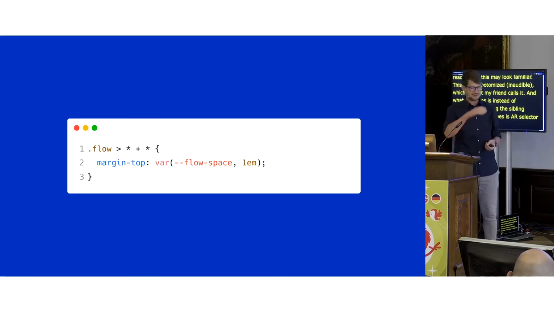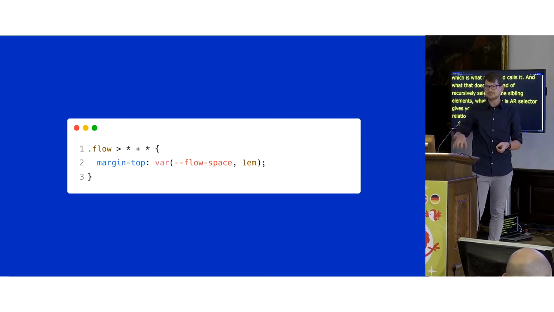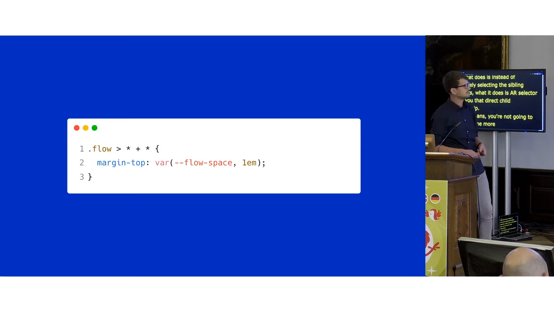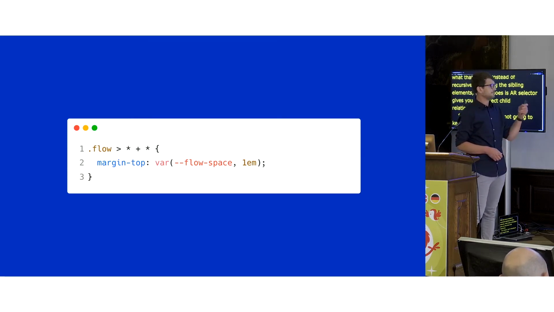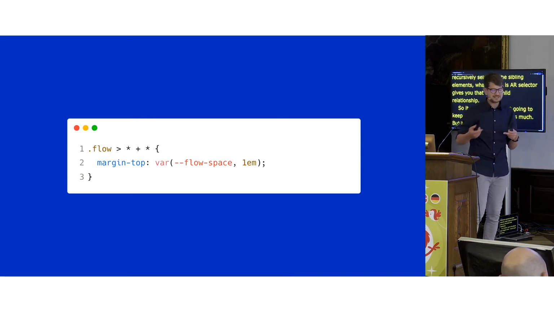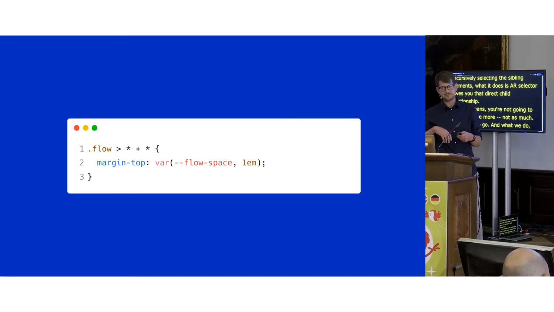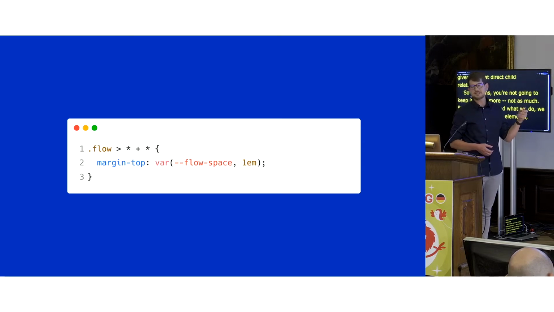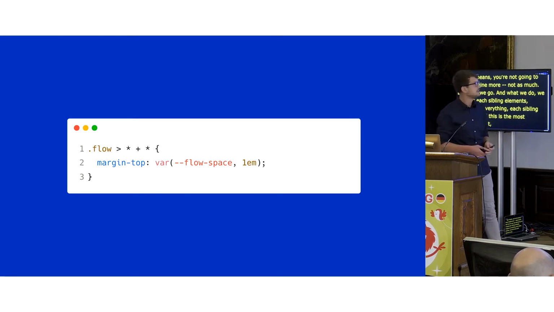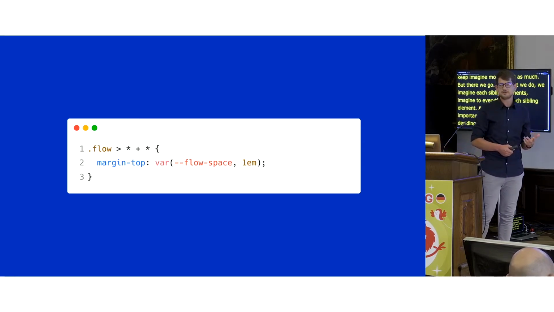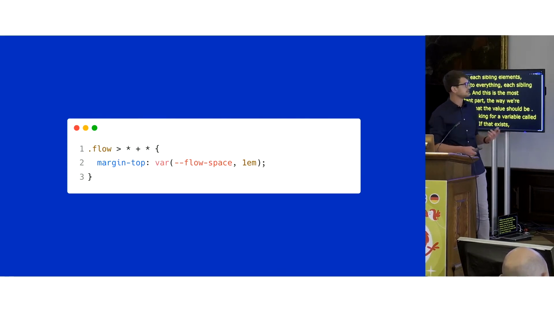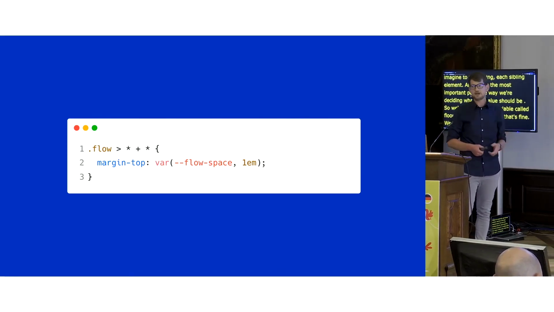So what it means is you're not going to keep adding margin to more sibling elements that come on. I think that's better. Heydon not so much. But there we go. And then what we do is we add margin top to each sibling element. So we're not adding margin to everything, we're just adding it to each sibling element. And this is the most important part, the way that we're deciding what the value should be. So we're looking for a variable called flow space. Now, if that exists, that's fine, we'll use it. But if it doesn't exist, we're going to provide a fallback value for it.